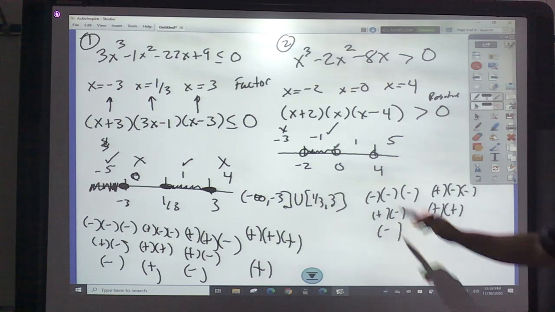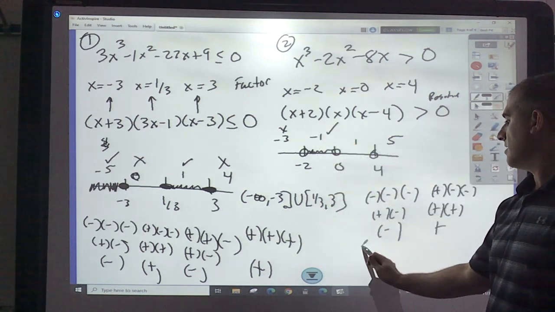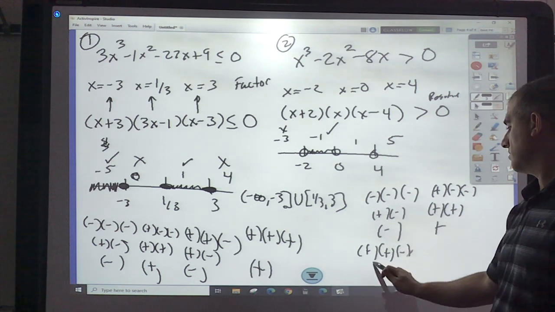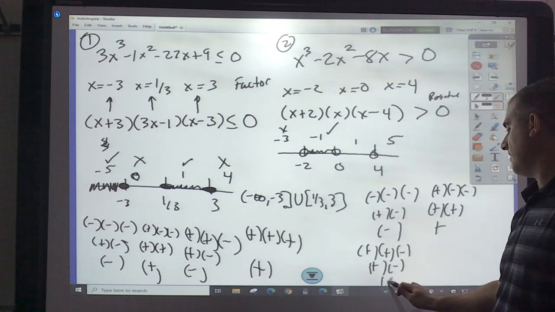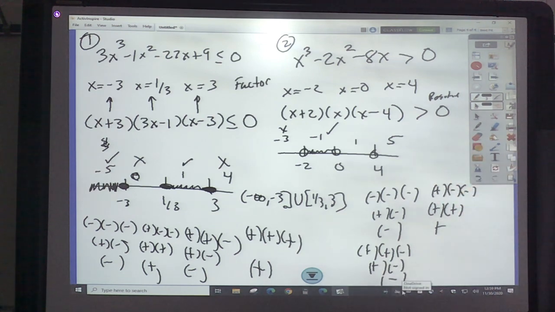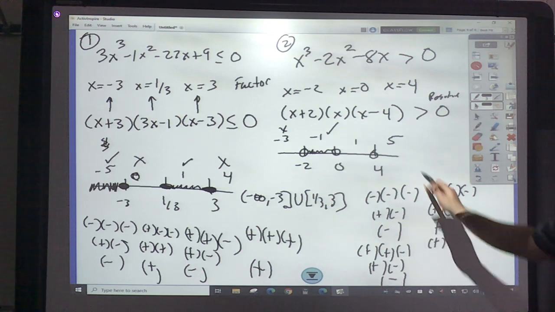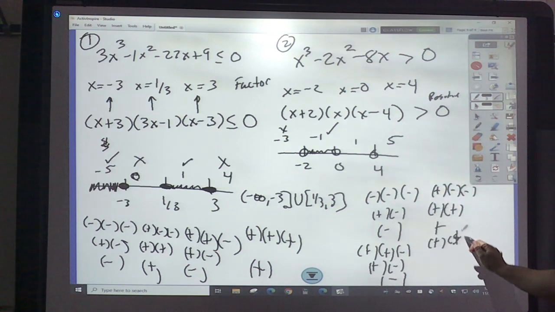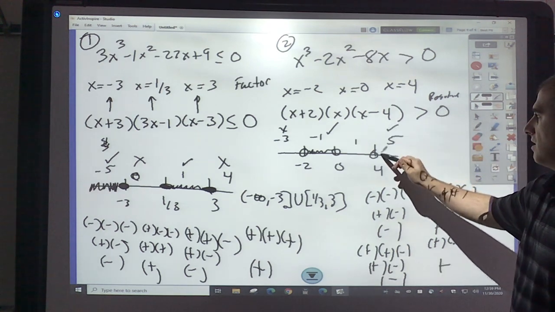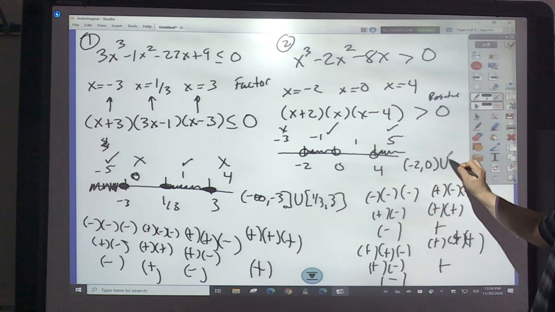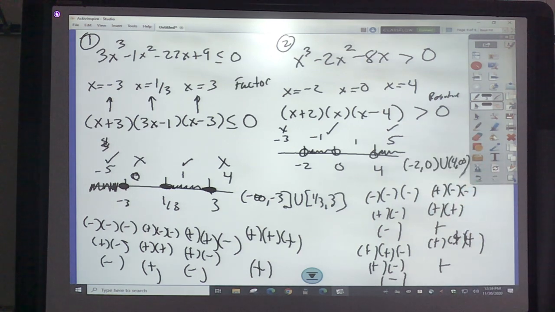If I put a 1 in here, that'd be a positive result and a negative result. Positive times a negative is a negative, that is not what I want. And this last one, if I put 5 in there, positive, positive, positive, that's easy. That's going to be a positive, and that's what I want here. So my answer there is -2 to 0, union 4 to infinity. All curved brackets.